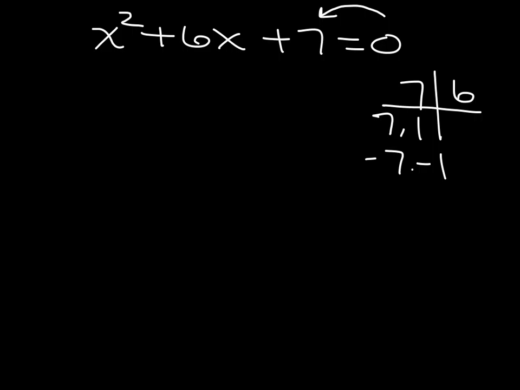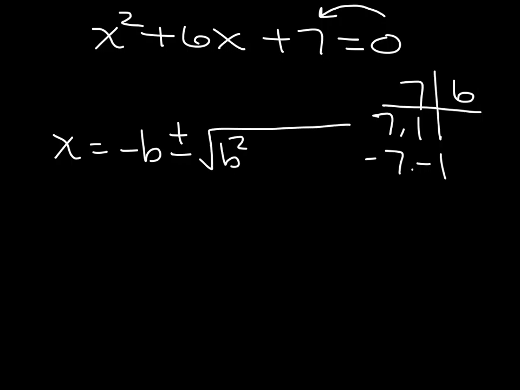When something can't be factored, or if you're just not good at factoring, you would want to use the quadratic formula. The quadratic formula is spelled out in your book on page 249, and this is your quadratic formula. X equals minus b plus or minus, that means there's going to be 2 answers to this, the square root of b squared minus 4ac all over 2a.